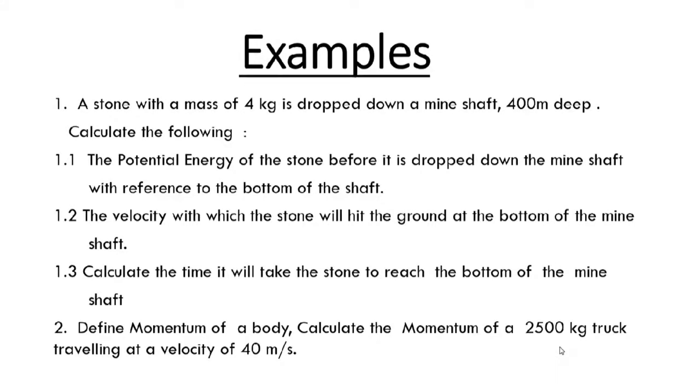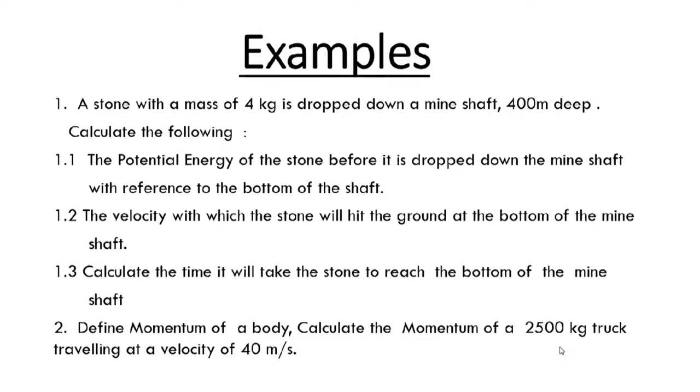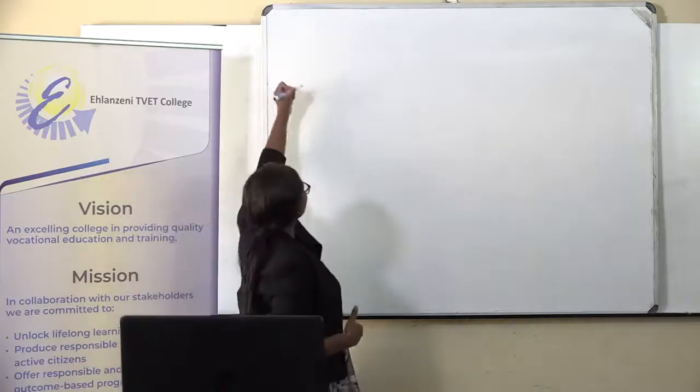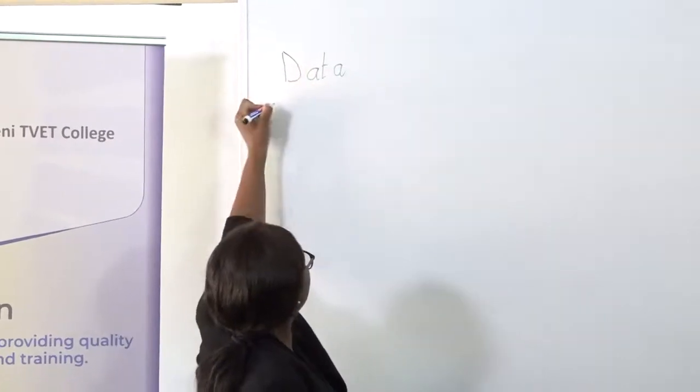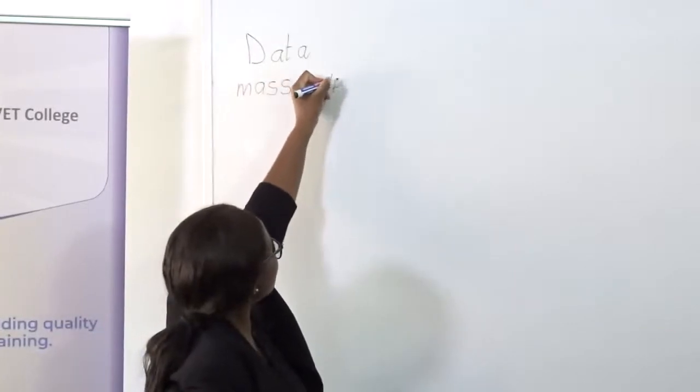I want you to move with me, because I want you to refer to what I'm working on here and what you are working on, so that we see how far we will move together. Let's look first at our question. What are we given? We are going to put down the data. From the question, we are given the mass, which is 4 kilograms. Let's write down data to start with. Data: we have mass, and our mass is 4 kilograms.